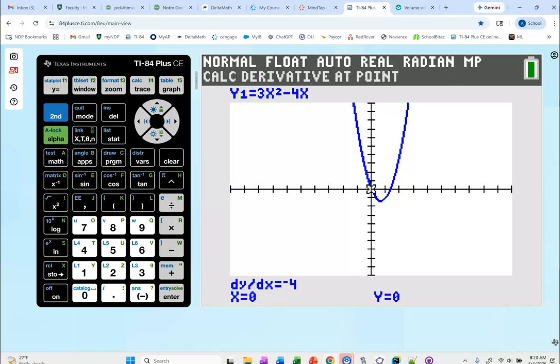Now, this is kind of a pain because I have to use the trace function to increment along to get to the point I'm looking for. If it didn't start me at 0, 0, this is not very appealing. Not the preferred way I like to do this, but it works. Can I show you another? Okay.